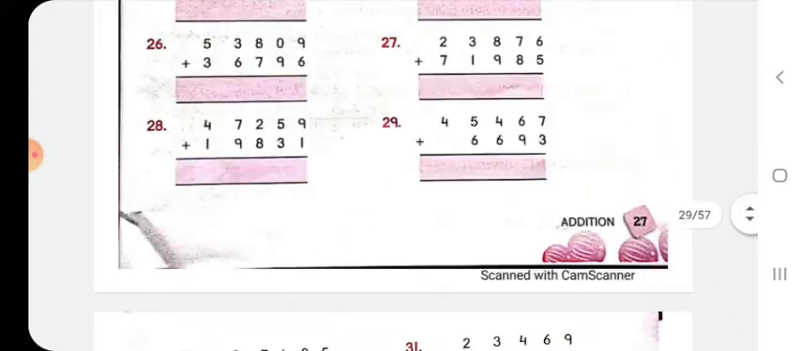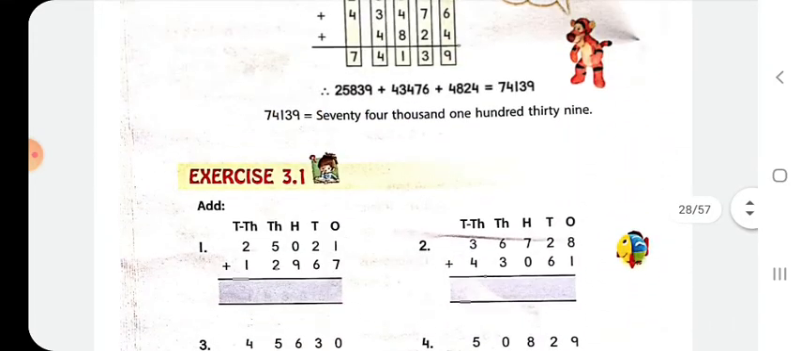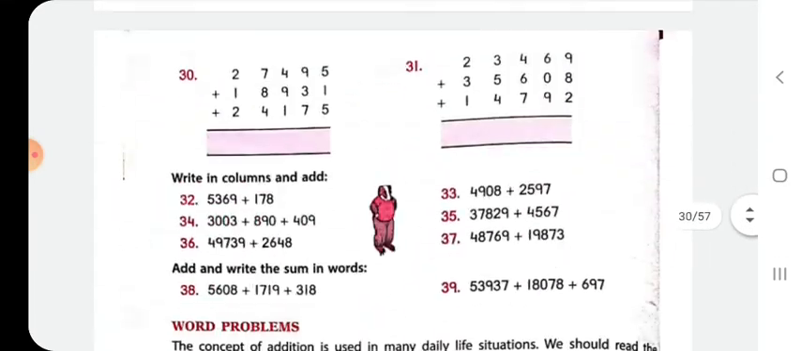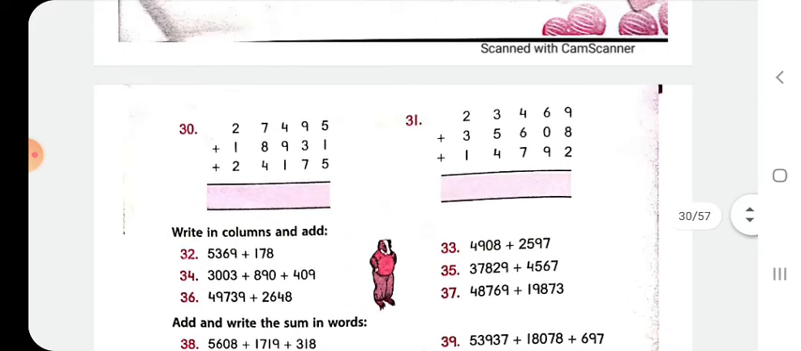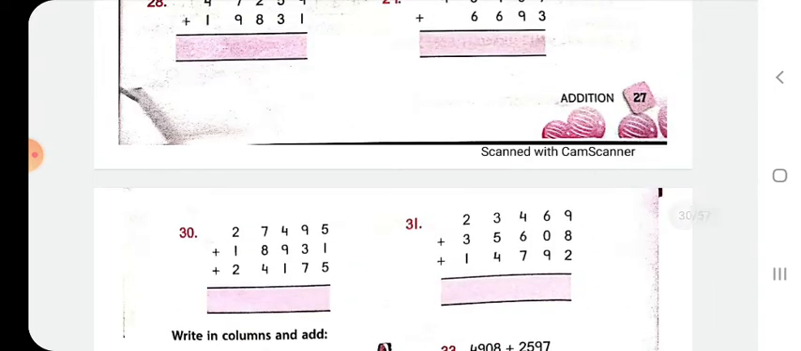So just practice these 31 sums that you have already done. This is a simple addition, and if you are having any kind of doubts, just ask me in the WhatsApp group regarding any question, or just attend the online live class whenever I take it. Just make sure you attend it.